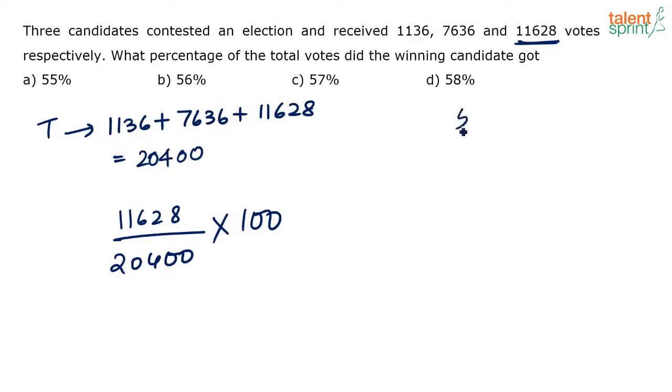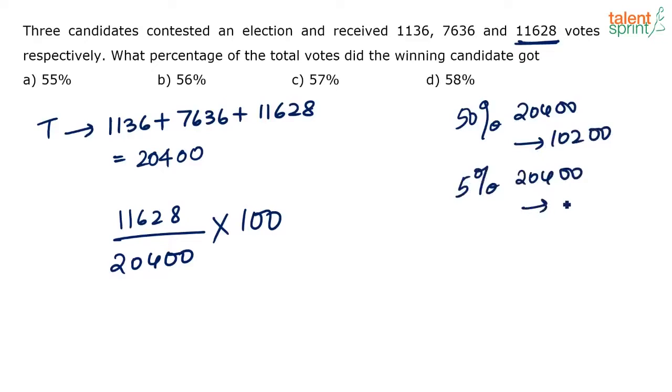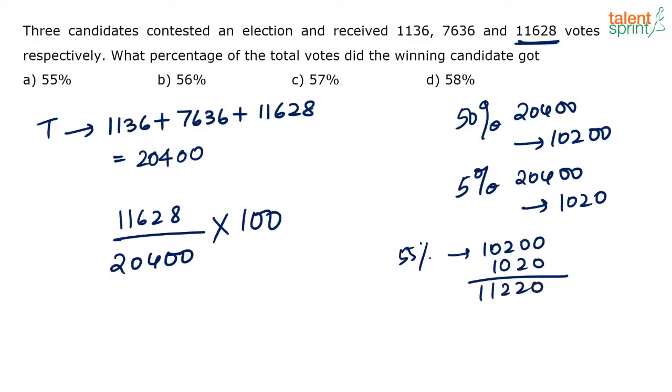Now what is 50% of 20400? You know it is 10200, correct? Now what is 5% of 20400? 5% is nothing but 1020, correct? Okay, now so what is 55%? 55% is nothing but 10200 plus 1020, that is 11220. Okay, now so 55% is not the answer, then this option is eliminated.